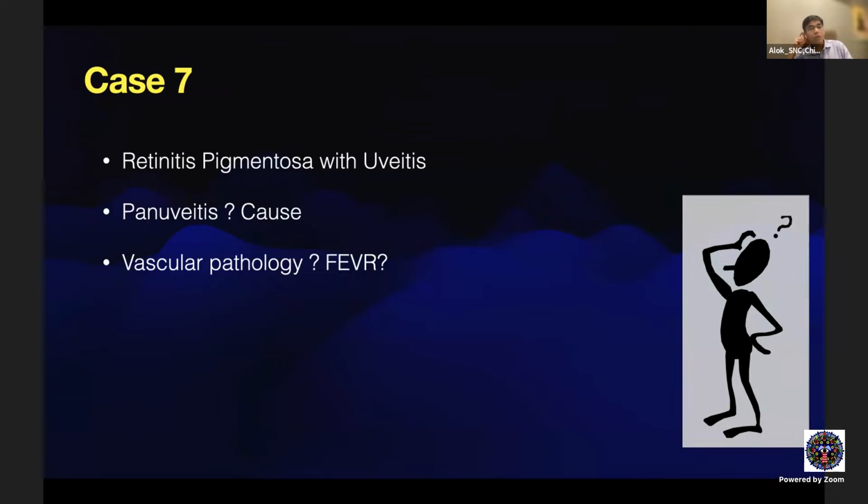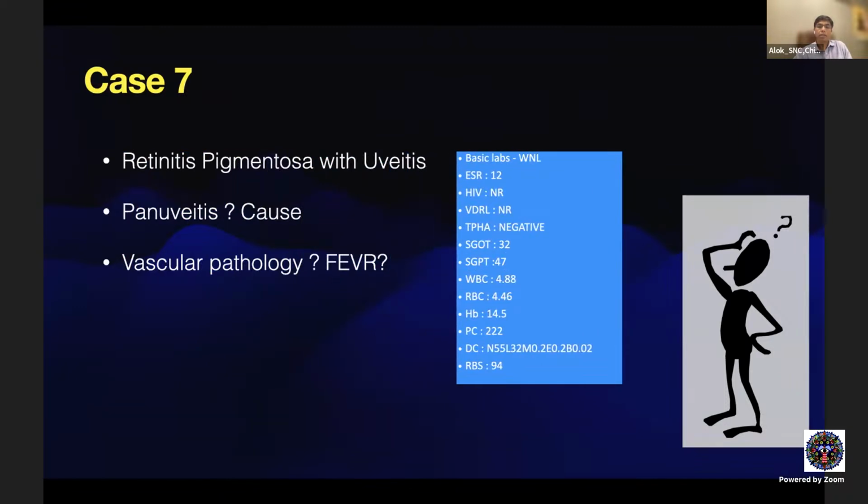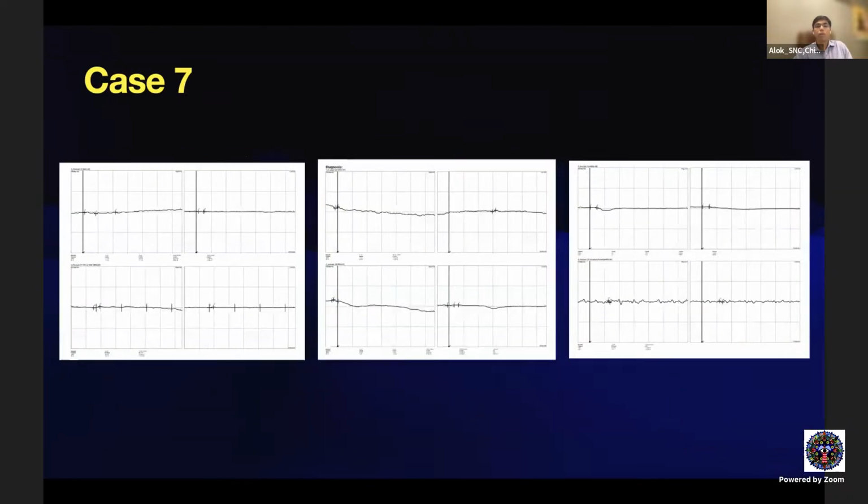We were not sure what we were dealing with. We thought that this could be retinitis pigmentosa with associated uveitis, pan-uveitis. We were not sure about the cause because this did not fit into any of the uveitic entities. Could it be a vascular pathology, because there was a lot of exudation? And we did a battery of investigations. Everything came out to be normal.